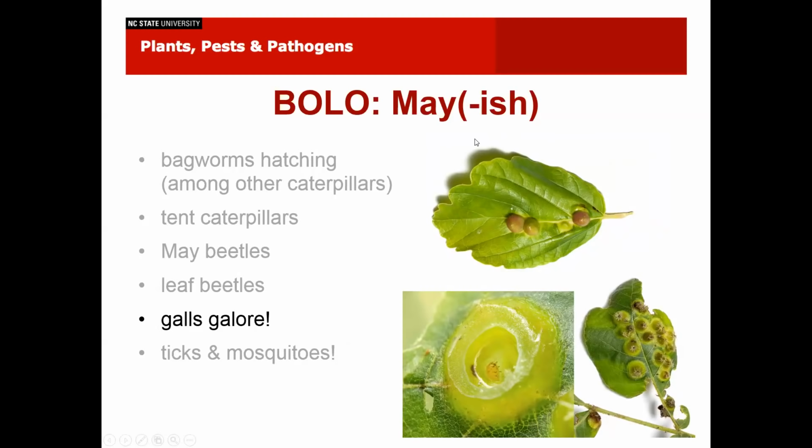Galls, especially of the aphids and the aphid-like insects. Your witch hazels will be getting these aphid galls on them. Cut them open and you'll find a little colony of aphids, really just doing some aesthetic damage. And then down here are the phylloxerans, which are typically going to be emerging on the hickories. It may be later in May that you'll start to see the hickories and pecans get these major leaf galls on them.